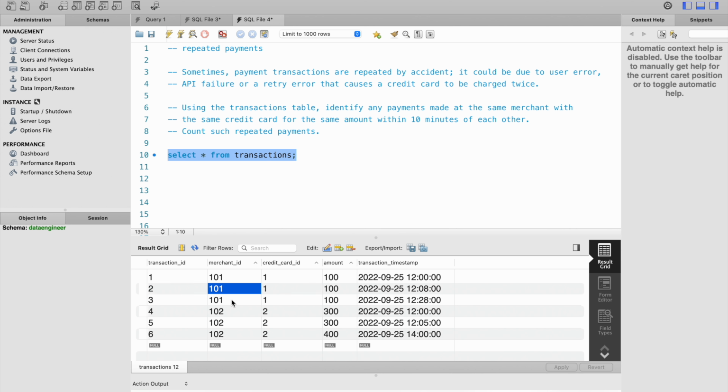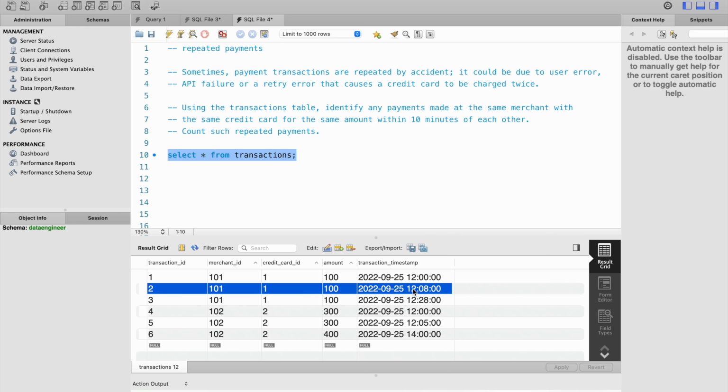Now let's compare this one. The merchant ID is the same, credit card ID is the same, amount is the same, but the difference between the payments is 20 minutes. So this will not be considered a repeated payment. In order to solve this problem, we need to identify whether a payment is a repeated payment.